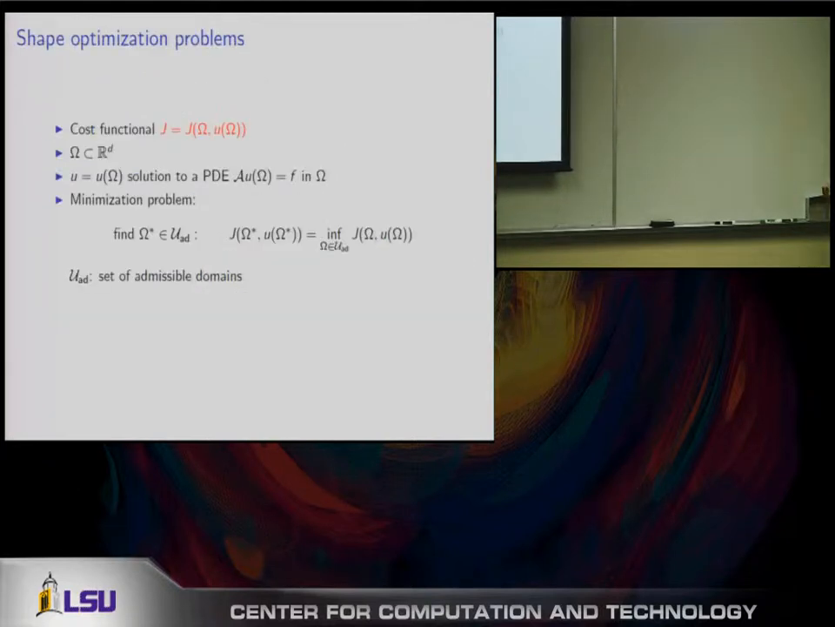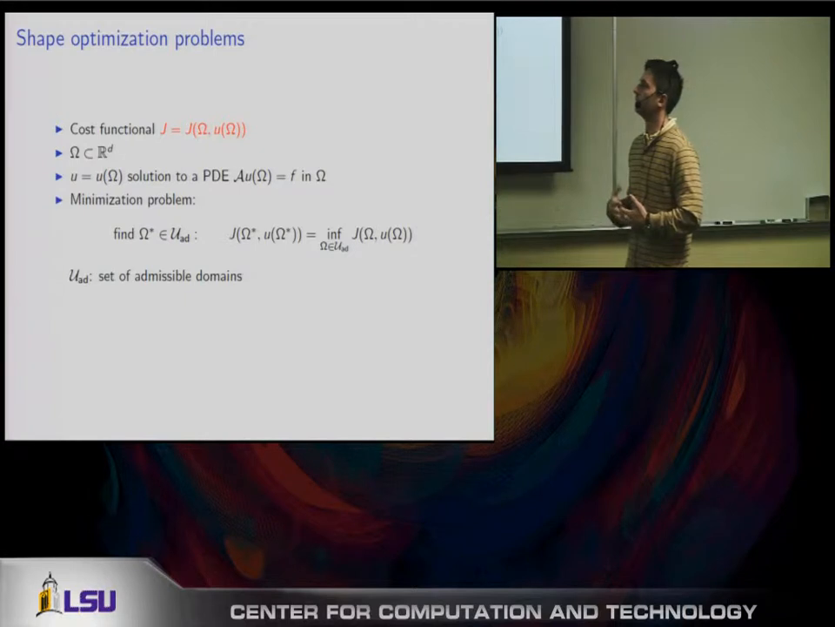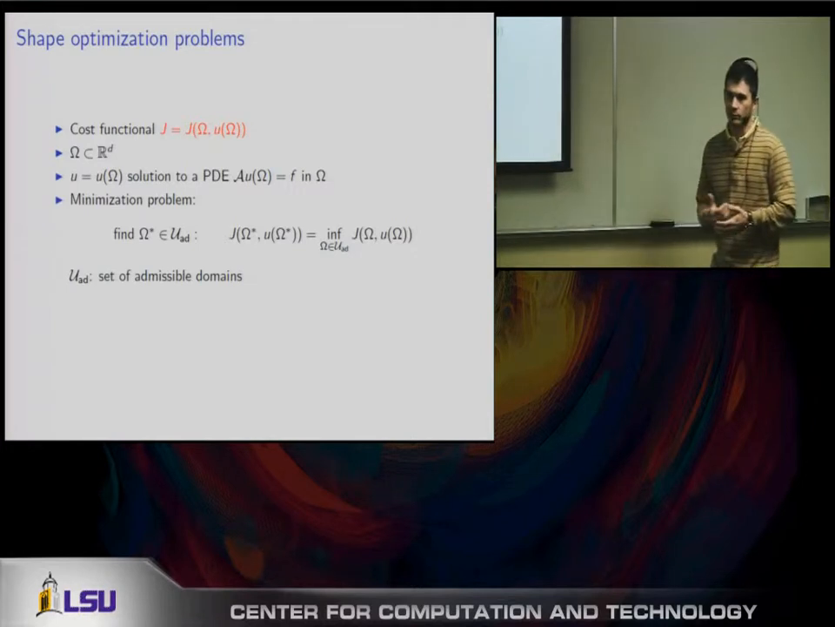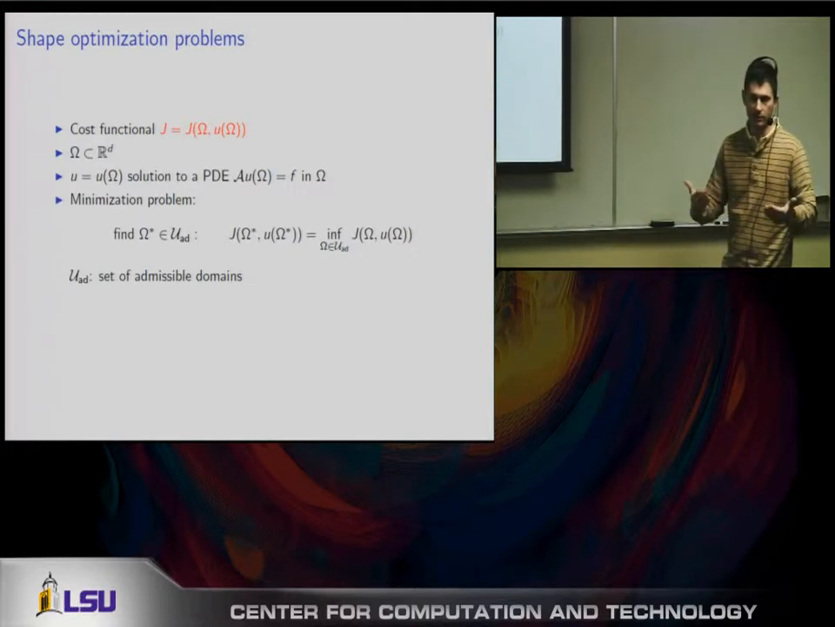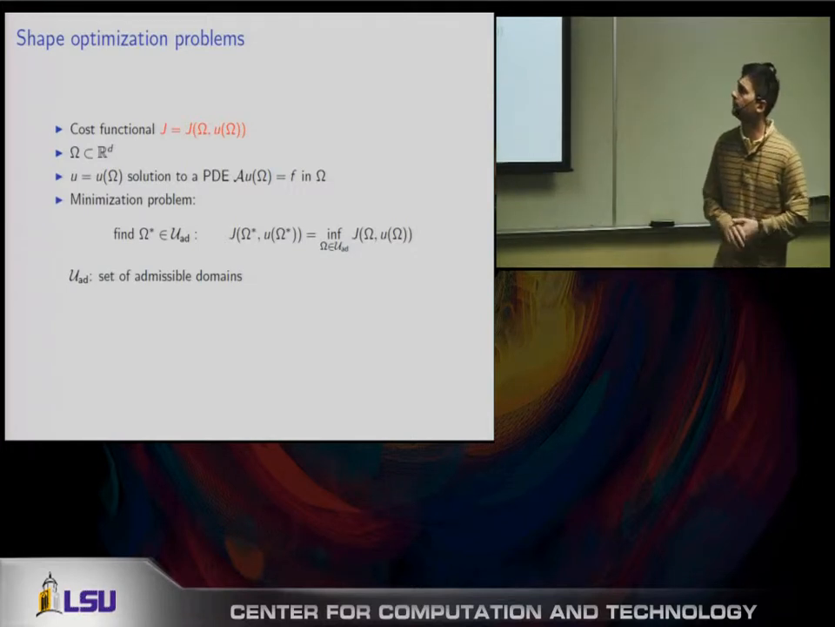So most of these geometric problems come up as the minimization of a functional that depends on the geometry. So let me talk a little bit about shape optimization problems and the shape derivative. My goal is to introduce the shape derivative.